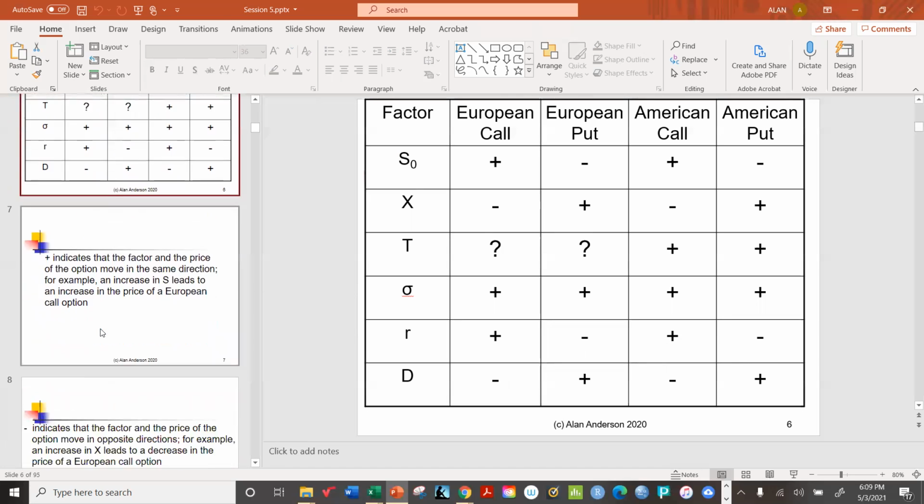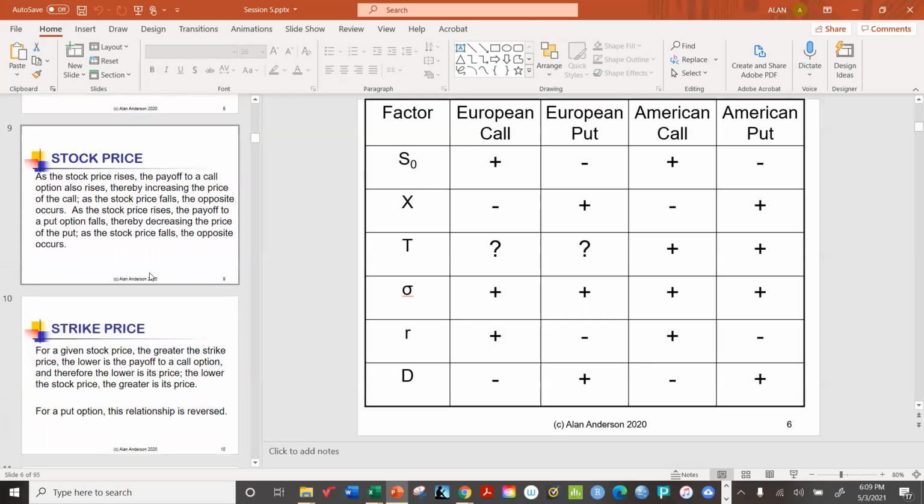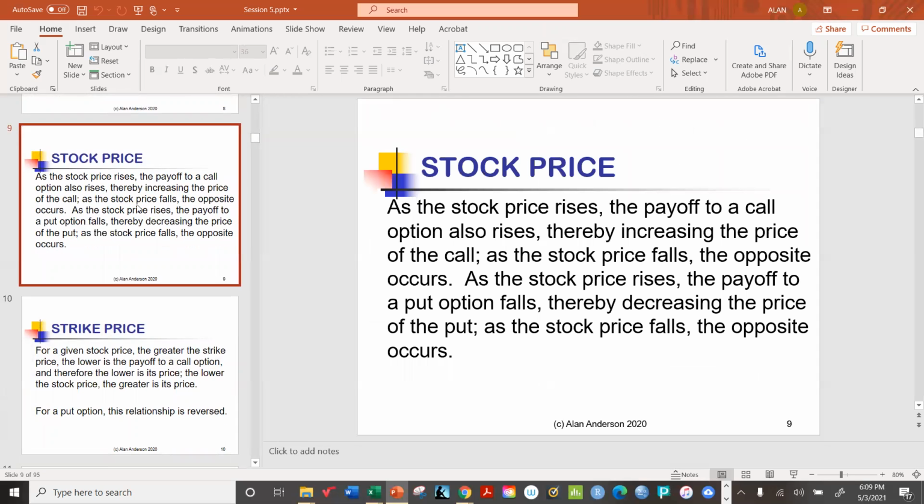So this chart summarizes them. Now we'd like to maybe go through them in a little more detail. And so for example, I think it should be pretty clear that with the stock price, since the higher it goes, the higher the payoff will be to a call. Therefore, the call price goes up and therefore the put price goes down.